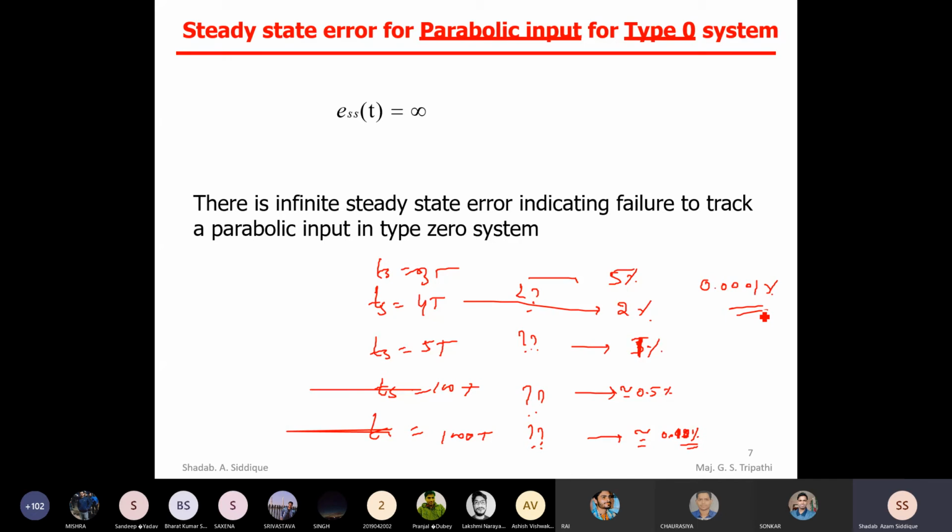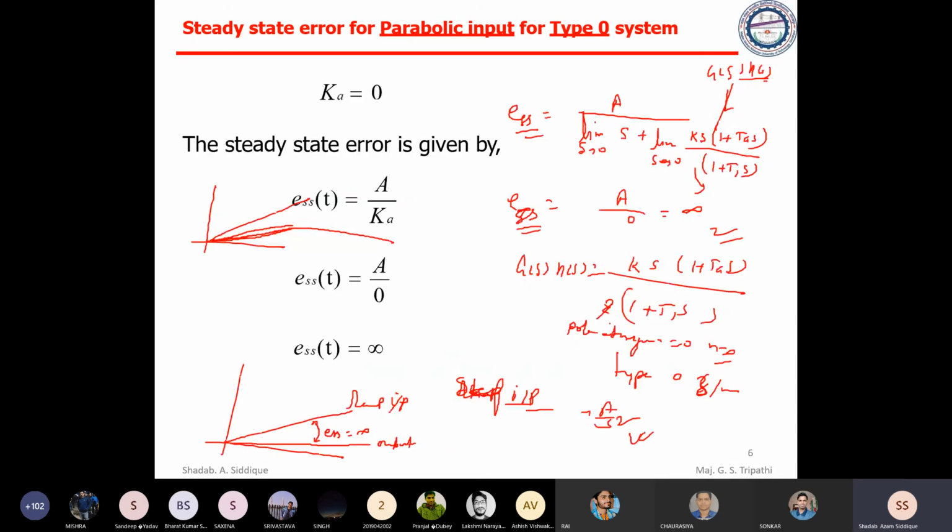you are getting at infinity value. At infinite time you are getting 100% accurate. That's why it is taking as ESS is equal to infinity. ESS is equal to infinity at t is equal to infinity, not t is equal to some particular time. At t is equal to infinite value. Okay, ठीक है? Yes, sir. Although some error is acceptable, if some error is acceptable.